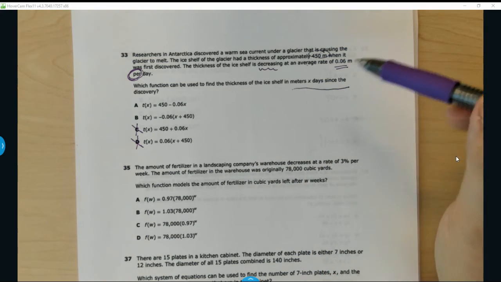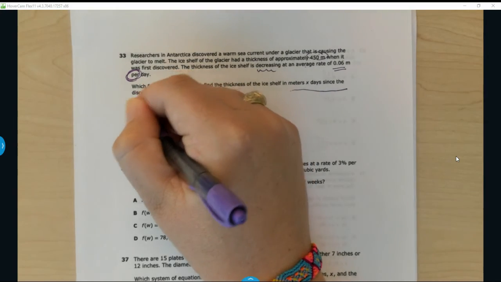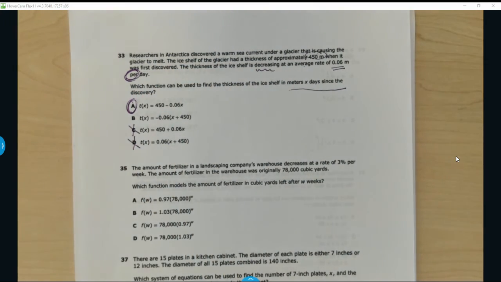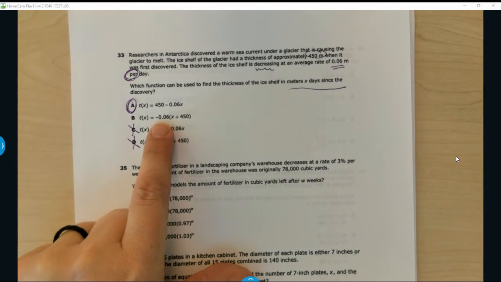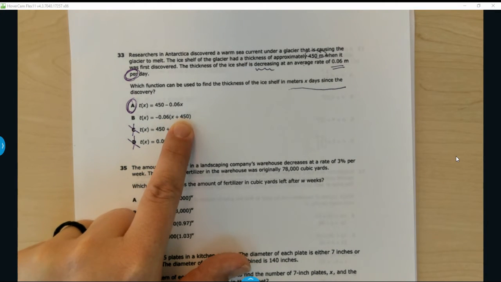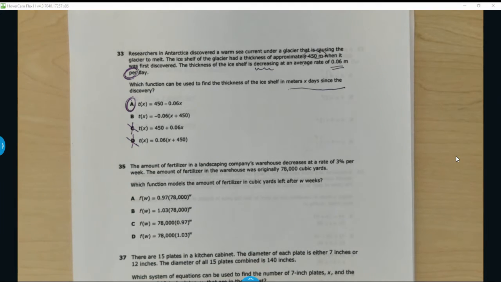If it starts at 450, well, then you know that the answer choice would have to be A, because that's the one that says it starts at 450. If you distributed this to 450, that would change it up completely. So just kind of breaking apart those words.